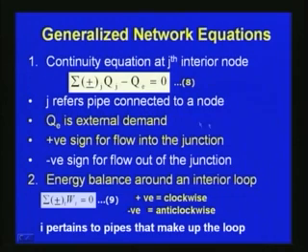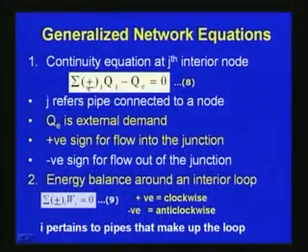So here, for a generalized network, the equations can be written. The first one is the continuity equation. At the jth interior node, we can write sigma plus or minus Qj minus Qe is equal to 0, as in equation number 8, where j refers to the pipe connected to a particular node, and Qe is the external demand. So if there is any flow going out from the particular node, that is called external demand, and a positive sign is for flow into the junction.